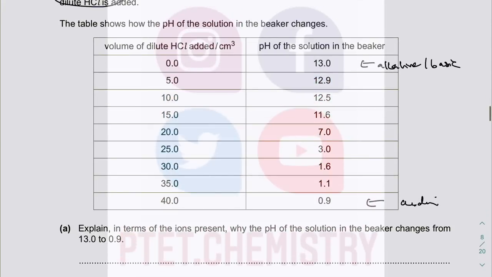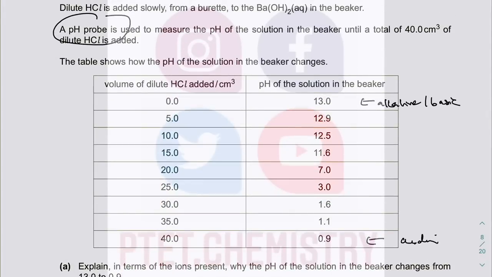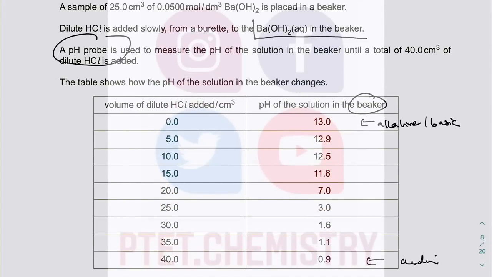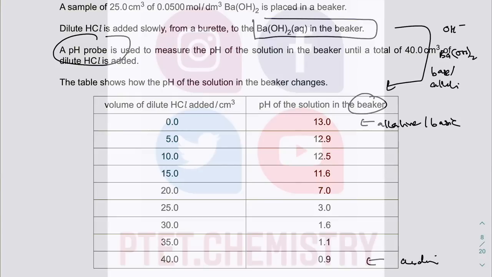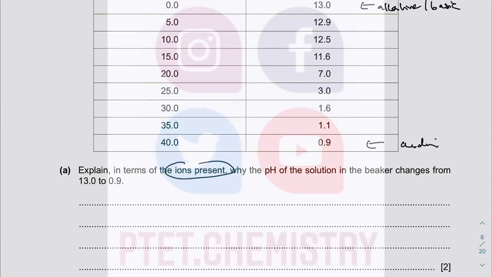So why does it change from 13.0 to 0.9? What do you have in the beaker? You have this in the beaker. What is this? This is a base, an alkali, barium hydroxide. What is a base? It dissolves in water. What is an alkali? It dissolves in water to give you OH minus in solution. So in terms of the ions present in the beaker, originally we have barium hydroxide. The formula is given above here, but you should also know the group 2 ion, so Ba2 plus.